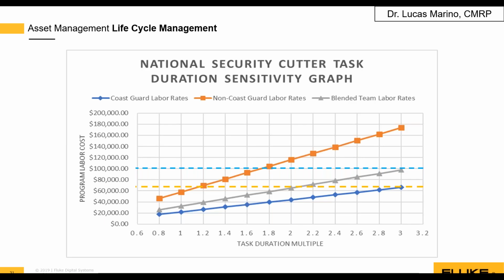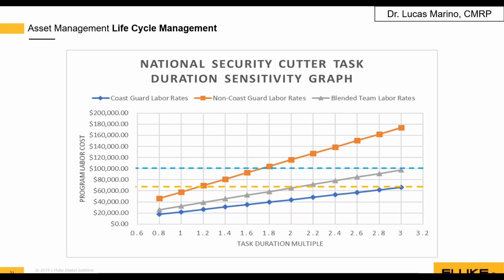So let's look at what actually happened when we performed a one-way sensitivity analysis on our 3 resources. Okay, so as a reminder, our blue line across the chart is our Coast Guard team. Our gray line is our blended team of Coast Guard and non-Coast Guard resources, and our orange is our contract-only option. That's just strictly going with a non-Coast Guard entity or non-organizational entity.